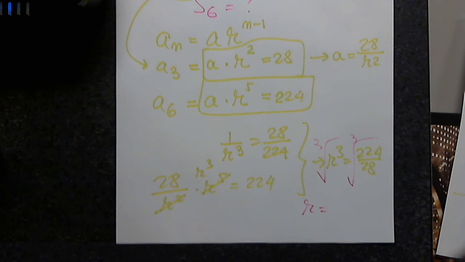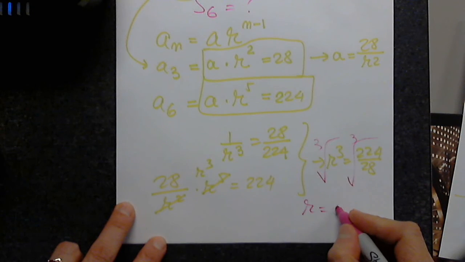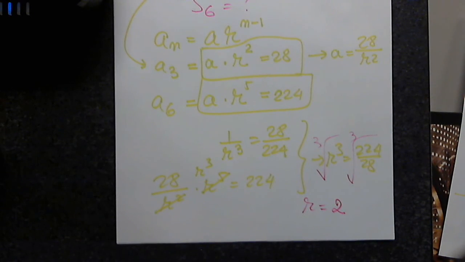Don't forget, these are radical equations. This is a radical equation. So the cube root, I don't like the cube root symbol, but I always put power 1/3, but that's me. So 224 divided by 28, and I take it to power 1 divided by 3. And I got 2. How nice. So I determined the common ratio.